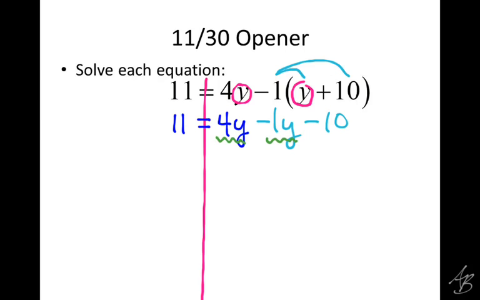So we've got our 4y minus 1y is 3y. Nothing else can combine, so we'll just bring everything else down. So we've got the minus 10 and the 11. Then what? Add 10 to both sides.